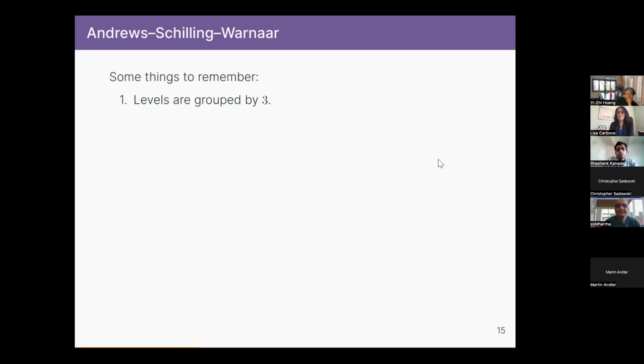So some things to remember. For SL2, we had odd and even levels. Odd levels gave Andrews-Gordon, even levels gave Andrews-Bressoud. So it's periodic mod 2. And in A2, you can expect this to be periodic mod 3. So levels are really grouped in groups of 3.